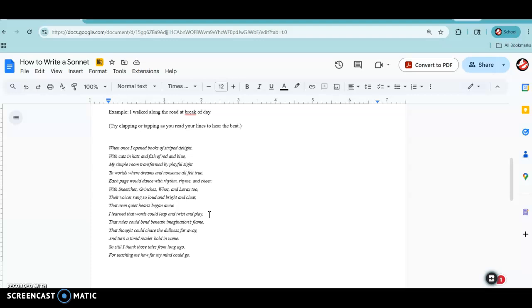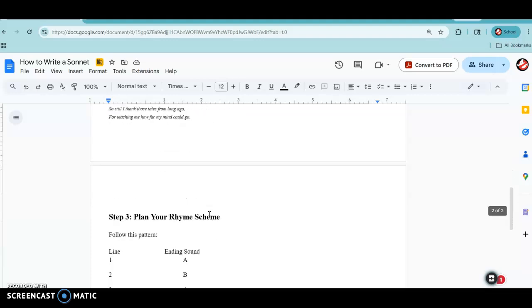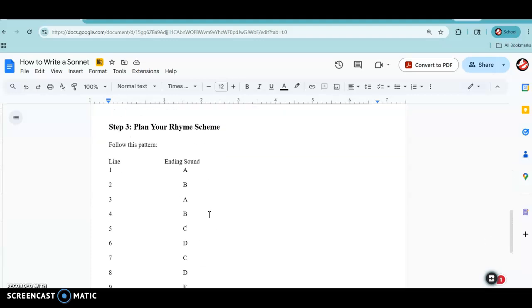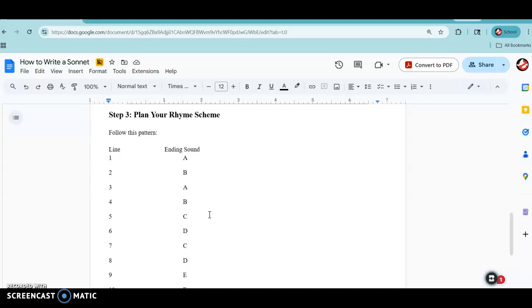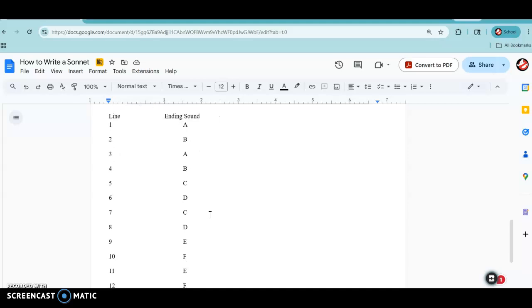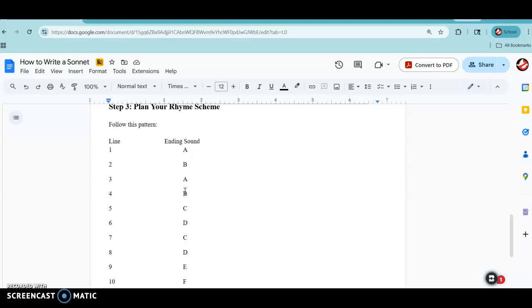What I'm going to show you is the easy way to write a sonnet. If you slide down, it's planning out your rhyme scheme in advance. If you brainstorm it first, writing the sonnet is 1,000% easier. Remember that rhyme scheme. A, B, A, B, C, D, C, D, E, F, E, F, G, G. If you plan your rhymes before you write, your life will be 100% easier.